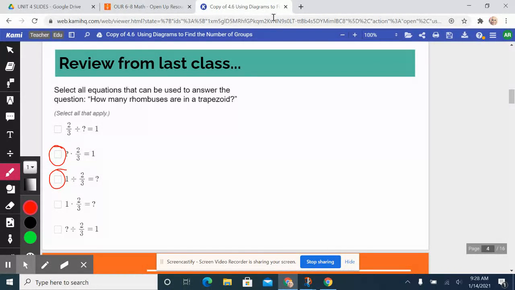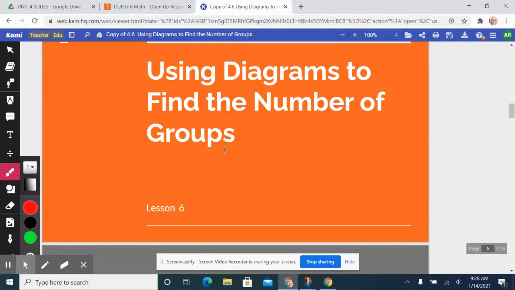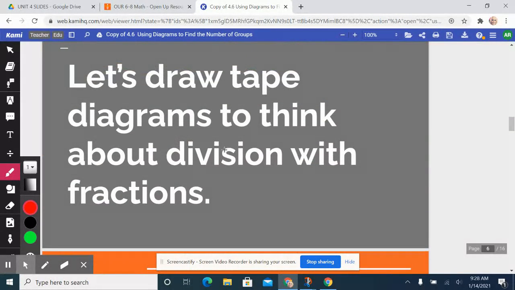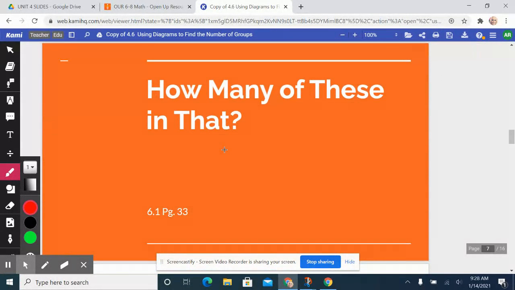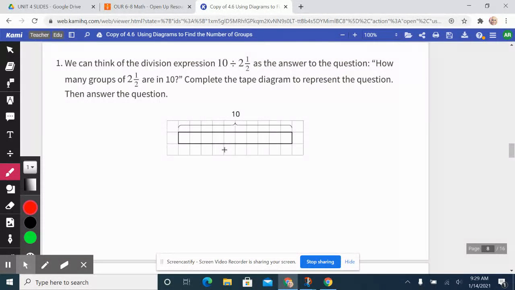Today's going to build on it just a little bit. So we'll get going here. Use diagrams to find the number of groups. So we will draw diagrams to think about division with fractions. How many of these in that? That's the topic. And you're on page 33 of your book. So it says, we can think of the division expression 10 divided by 2.5 as the answer to the question, how many 2.5 are in 10? So complete the diagram to answer the question.